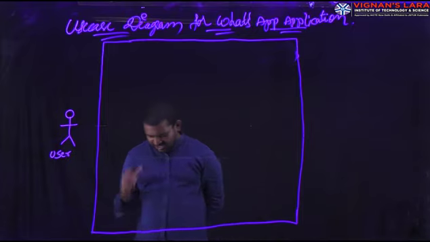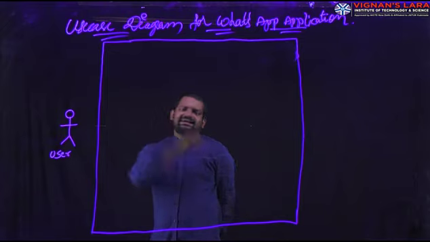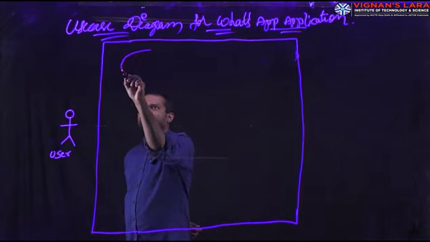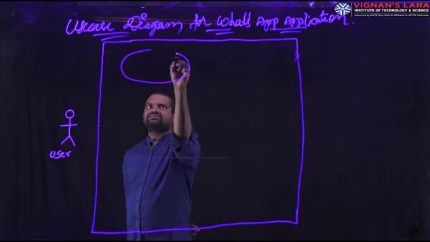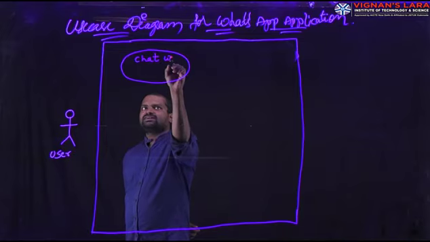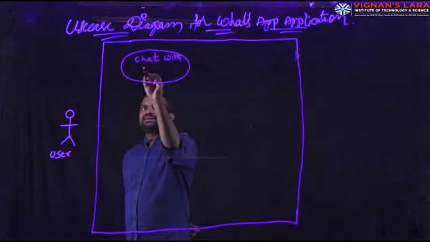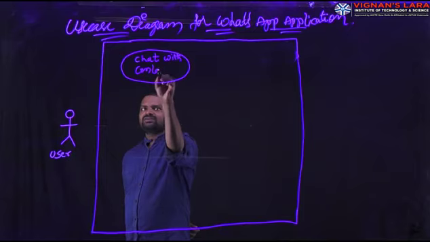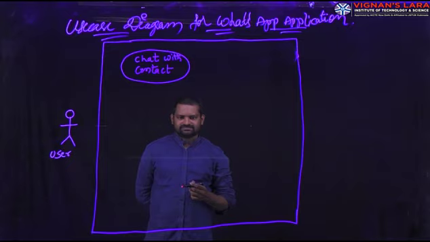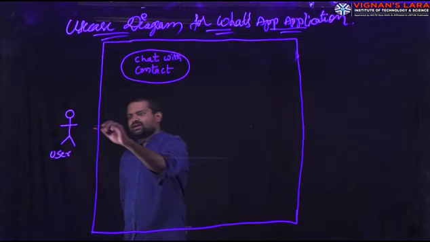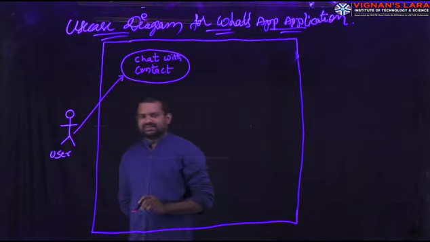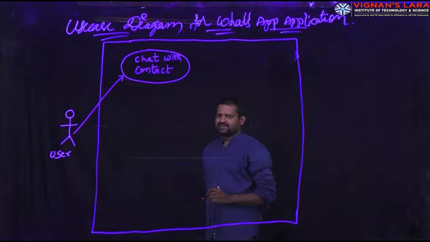User can chat with the contact. The major task of WhatsApp is user chat with contact. You have to write chat with contact. At that time you have to link the user to the activity, chat with contact.